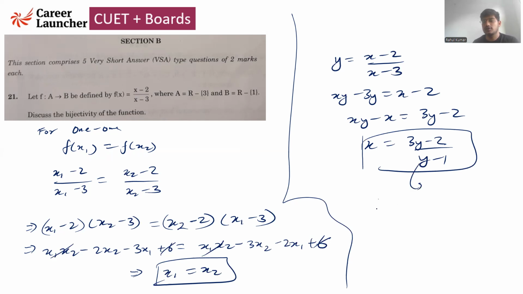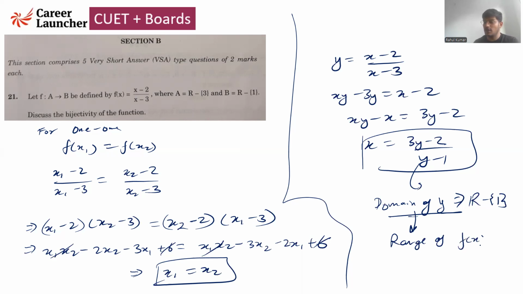Now, what is the domain of x here? If you check the domain, it is the set of all real numbers except 1, because it will make your denominator 0. And whatever domain you get for y here, that is nothing but the range of your function f of x. And range is equal to the codomain, hence the function is onto, and therefore the function is one-one and onto.